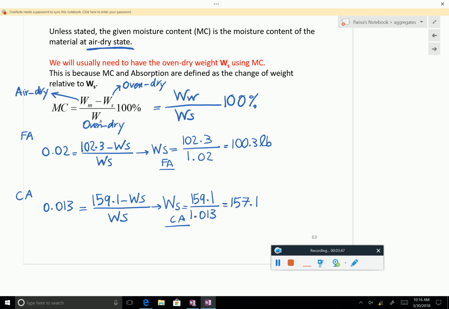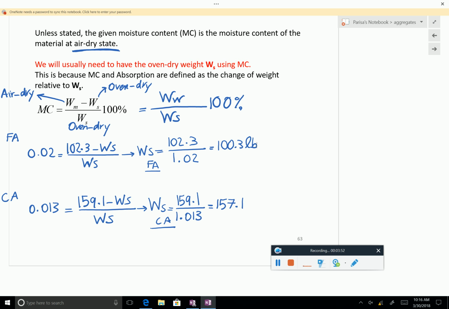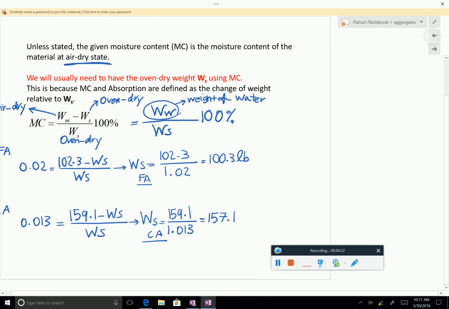Now, how do we find out how much water to add? So if you look at the moisture content definition, basically what you have here is the weight of water, isn't it? So if you subtract from the air dry or moist, if you subtract the oven dry, what is left? The weight of water.